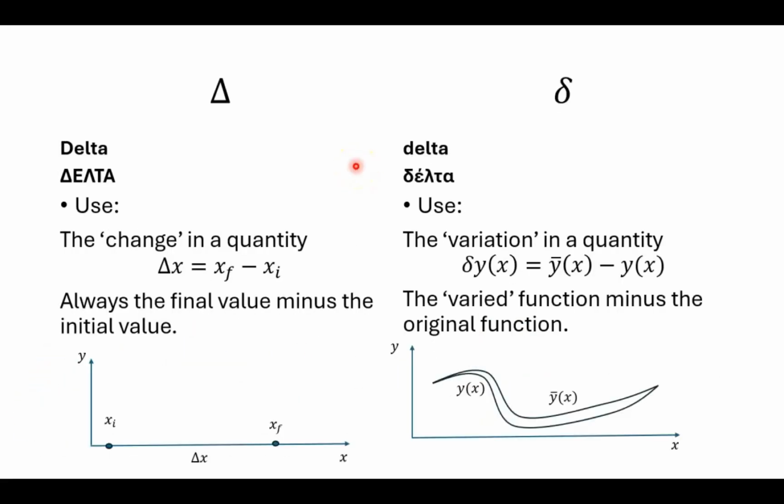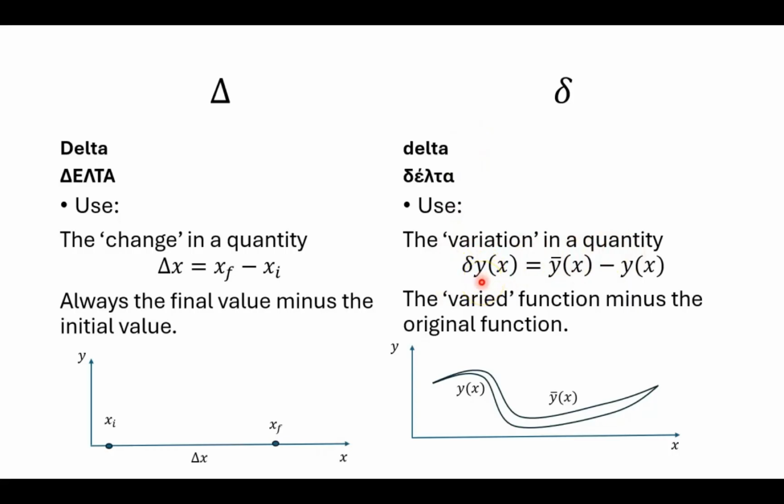The fourth letter is delta. The uppercase one represents the change in a quantity. So delta x means your final x minus your initial x. You may have seen this in your elementary physics class, where the speed is the change in x, delta x, divided by time. And the lowercase delta is used to represent the variation in a quantity.